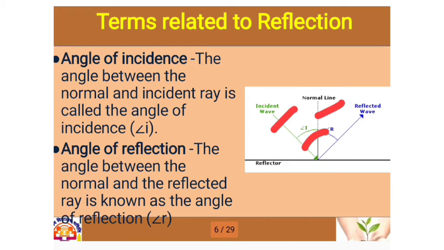Now the second one is the angle of reflection. The angle of reflection is always between the normal ray and the reflected ray. The angle of incidence is between the incident ray and the normal ray, and the angle of reflection is always between the normal ray as well as the reflected ray.